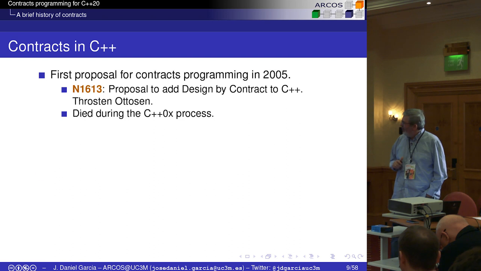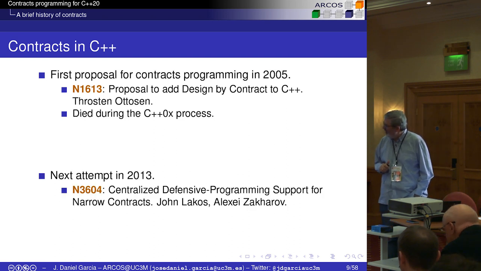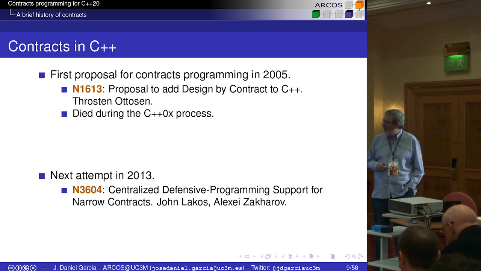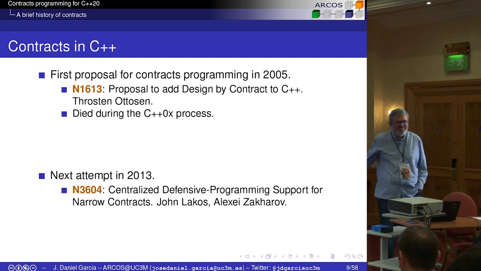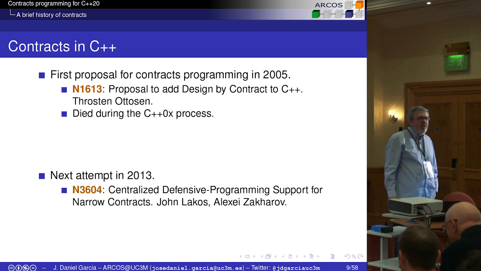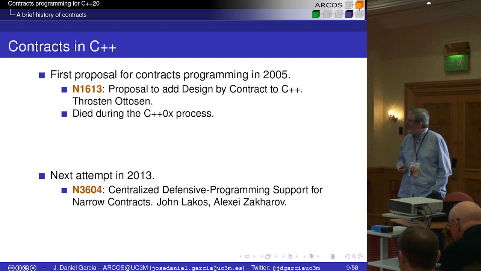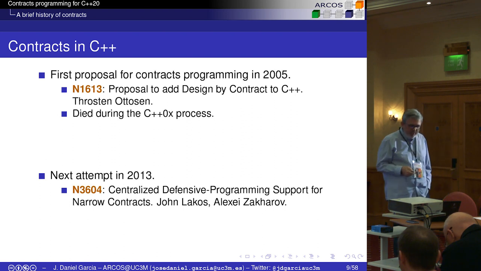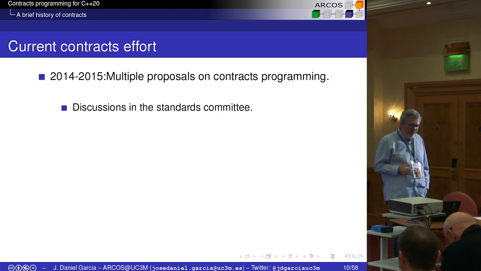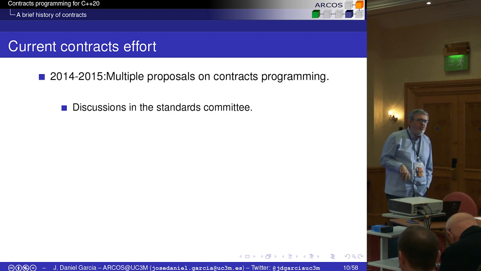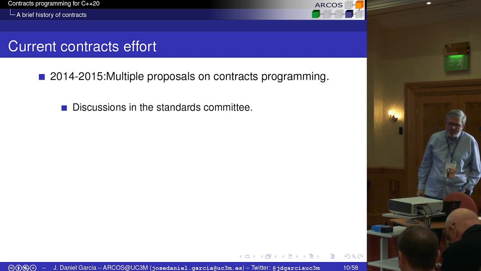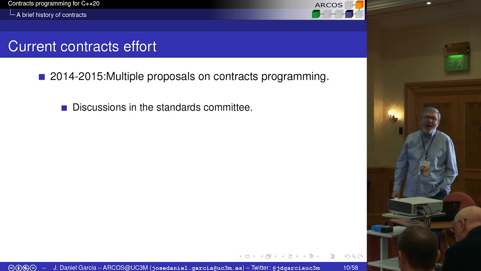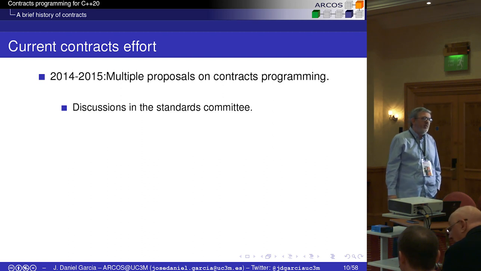And then in the year 2013, there was a proposal by John Lakos and Alexei Zakharov. By the way, John is over there. There was a proposal for centralized defensive programming support for narrow contracts that was discussed that year. After that, we had additional proposals with different ideas during the years 2014 and 2015. And we had a lot of discussions in the standards committee.